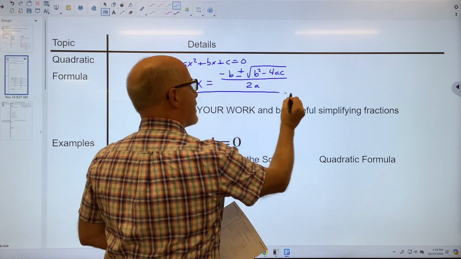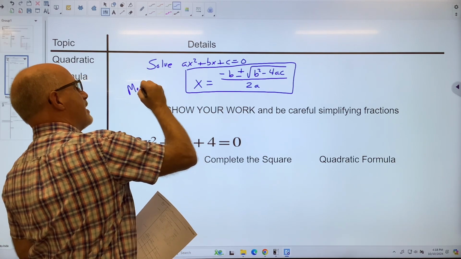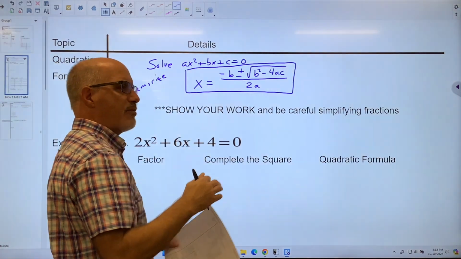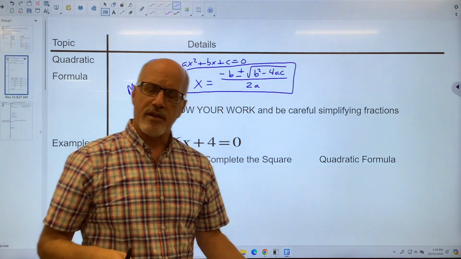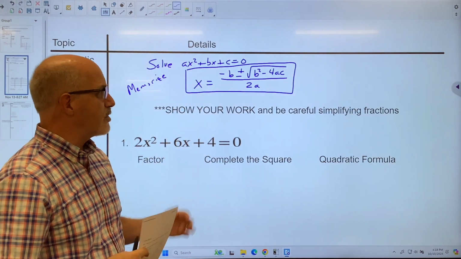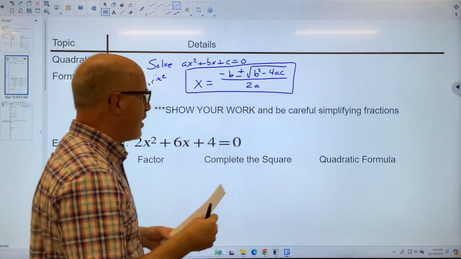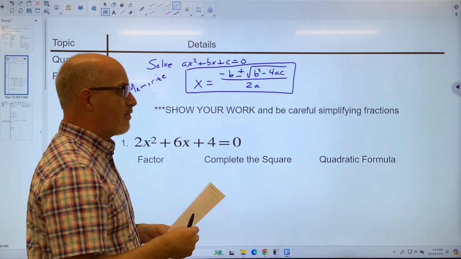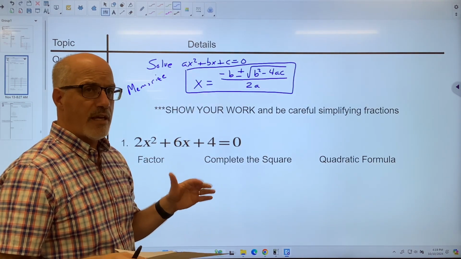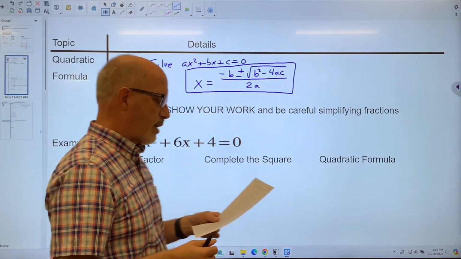This formula is going to be something that you need to memorize. We will keep coming back to using it different times in this course. You'll use it in following courses. You'll use it throughout your mathematics career. So get to know this formula, make sure you have it memorized. Also, you need to show your work and be careful when you're simplifying fractions. Fractions can be tricky. You've got to make sure you follow the rules of fractions to simplify them correctly.